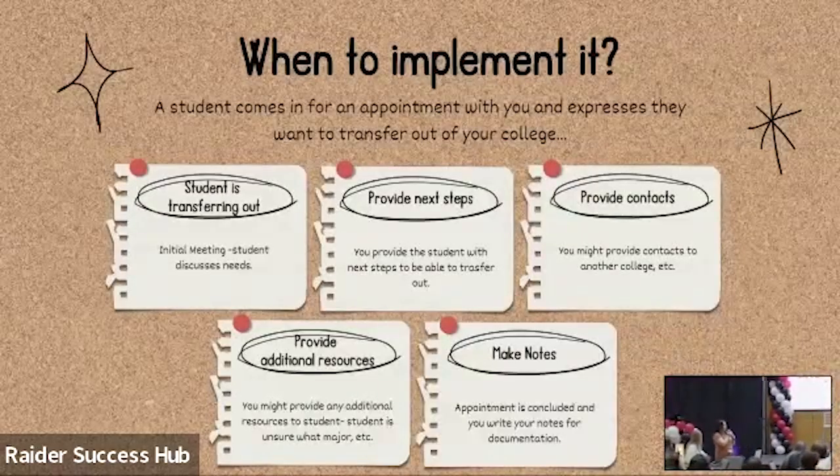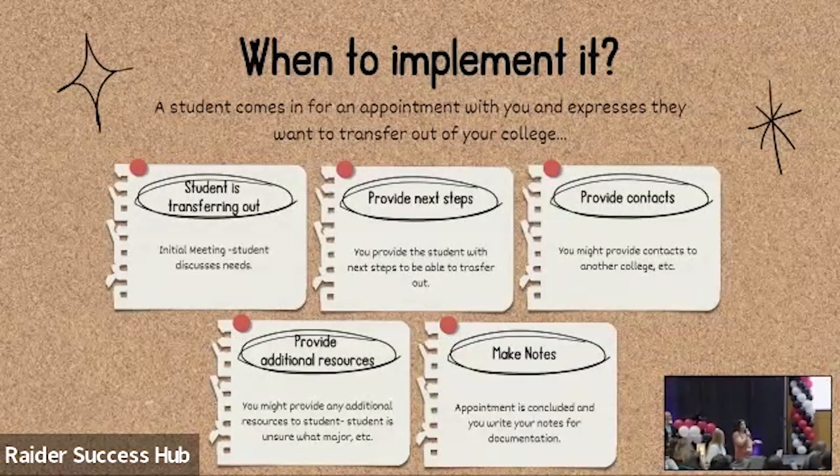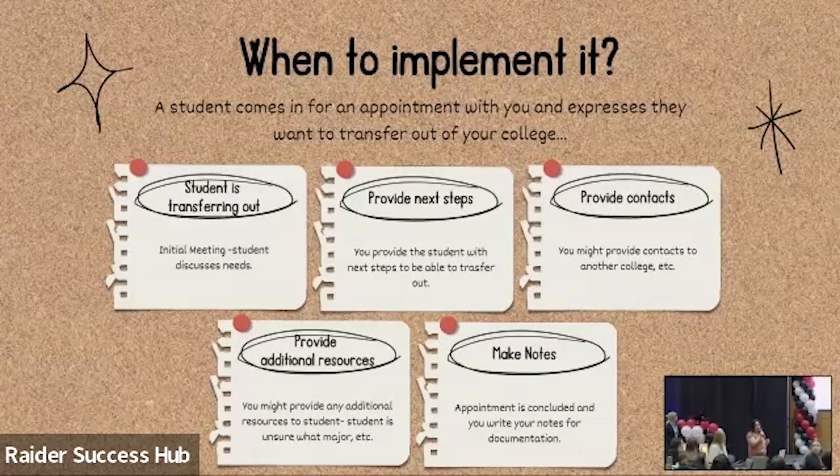All right, so you're probably wondering, when do we implement this? So for an example, say a student comes in and they need an appointment with you to change their major, right? We all know that at that point, the student is meeting with you. That's the initial meeting, correct? You then provide the next steps as to what they do. You also provide contacts that are probably listed in RSH or something that you have on a website, as well as provide additional resources. At the end of the appointment, you make a note. You then can assign what we call a to-do list or a task for that student to follow up with that college or that advisor in order to change their major.